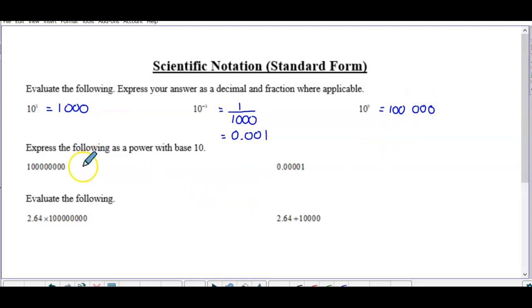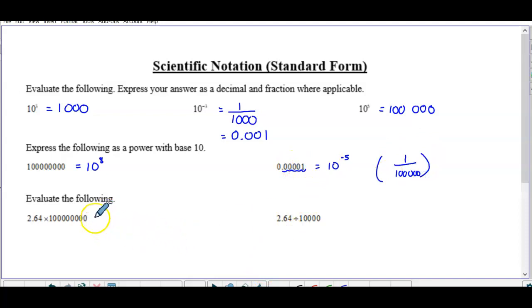Vice versa, express each of the following as a power with base 10. So 10 to the, remember, you count up how many zeros. So 3, 4, 5, 6, 7, 8. And here, it's going to be a negative exponent, right? Remember, this is going to be how many decimal places? 1, 2, 3, 4, 5. So negative 5, because that would be 1 over 100,000, which tells you that the number of zeros tells you how many decimal places, 5 decimal places.